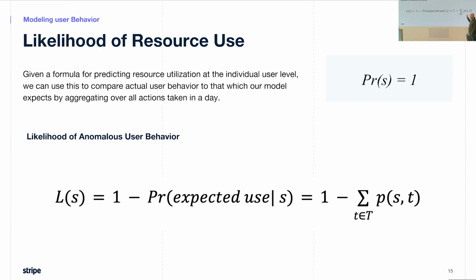So we're going to take the complement of what the model thinks you should have done today. And then that is more or less your anomaly score. So it's the likelihood of a potential anomaly occurring. So it's a direct measurement of your past behavior and how you're deviating from it.